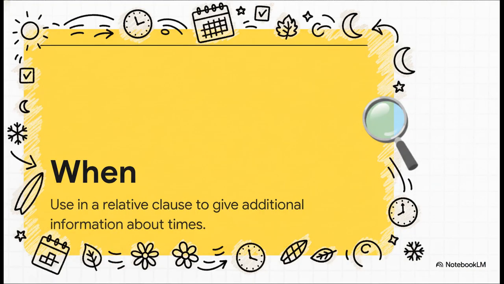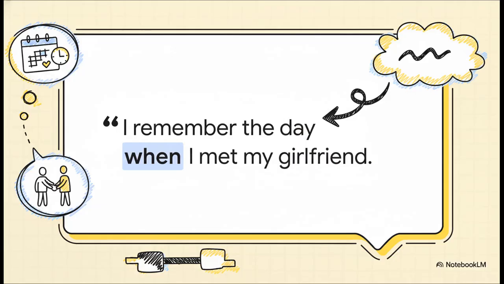Okay, first up is when. The rule is dead simple. If you're adding more details about a time, a day, a month, a moment, whatever, you use when to link it all together. For instance, instead of saying something clunky like, I remember the day I met my girlfriend on that day, you can just merge them. I remember the day when I met my girlfriend. See that? When just so smoothly connects that extra detail right back to the day.